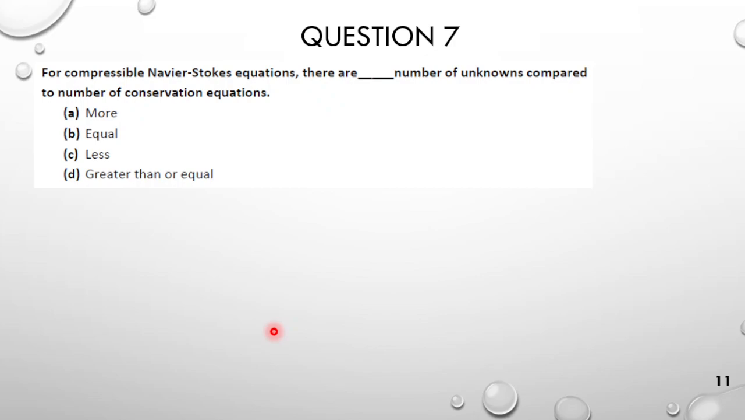Now again there is a question on the compressible Navier-Stokes equation. The question is, as compared to the number of unknowns, what is the number of equations which you have? There are dash number of unknowns compared to the number of conservation equations. Can you write the answer for this?